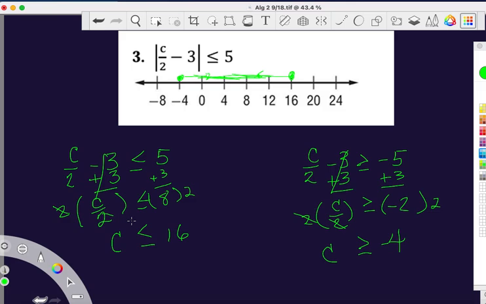Does it work? Sure. Because if I put an 8 in there, 8 divided by 2 is 4, minus 3 is 1. Absolute value of 1 is 1. Is that less than or equal to 5? Yeah, absolutely. So you can test your solutions. See if you're in the right neighborhood.